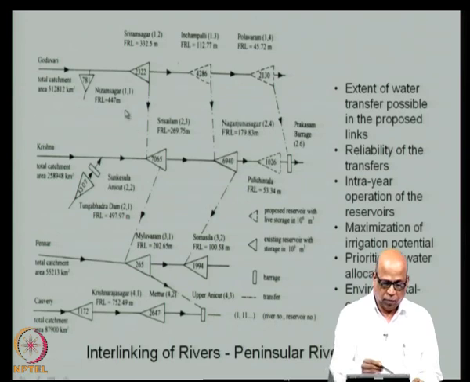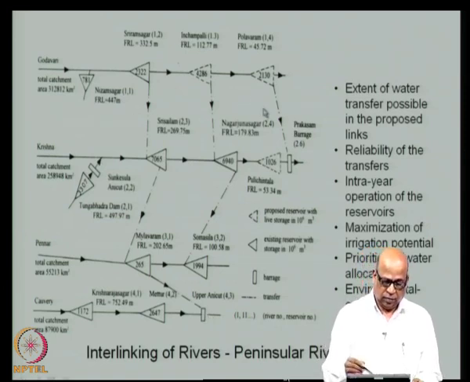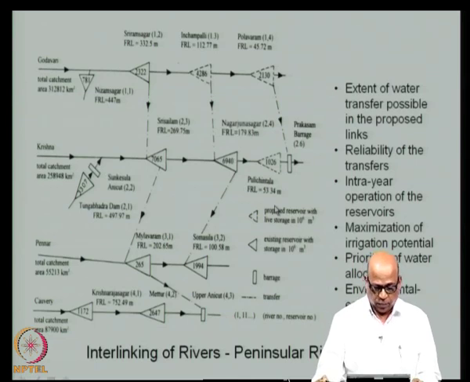So, these are the proposed links through which the excess water from one river can be brought down to the deficit streams. So, from Godavari to Krishna to Pennar to Kaveri. So, this is the proposed interlinking system. Now, these numbers here are the storages of reservoirs. There are some existing reservoirs, there are some proposed reservoirs and so on, and there are barrages here.